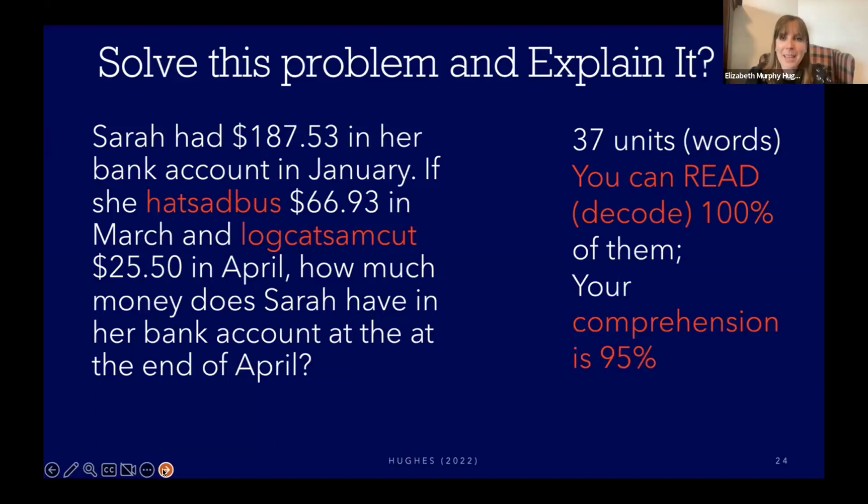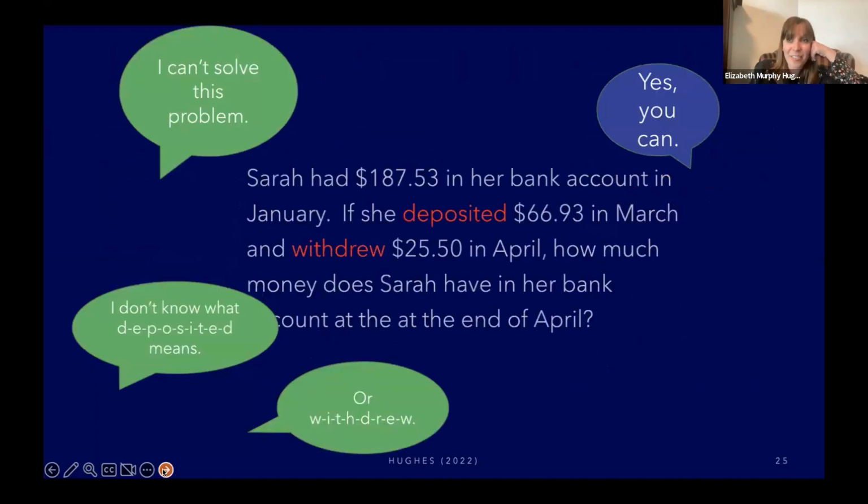However, in mathematics, that's not really enough because it really depends on what those words are and what those terms are and how they are used that matters. We all teach reading, absolutely. So this was a true story. I was tutoring a 7th grader and we're going over this. And she's like, I can't solve this problem. It said deposited and withdrew.